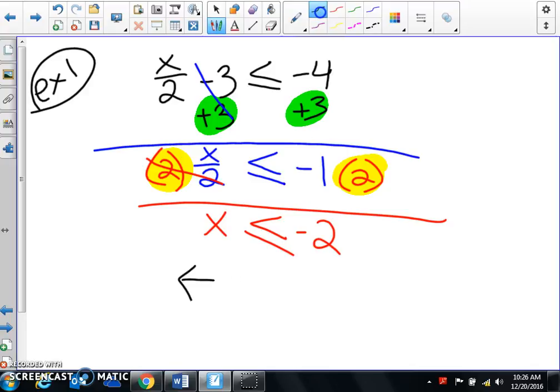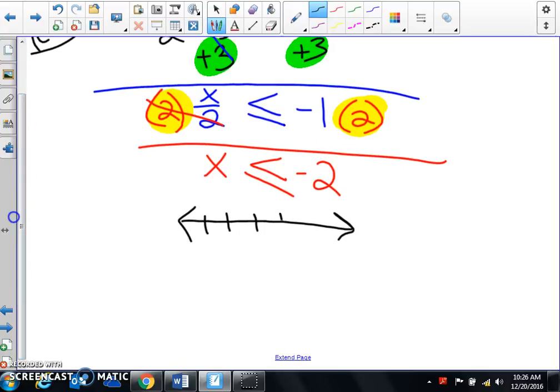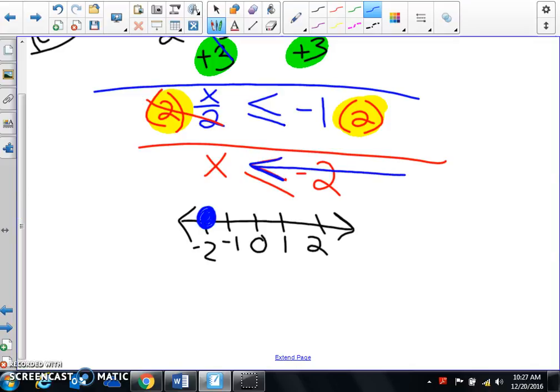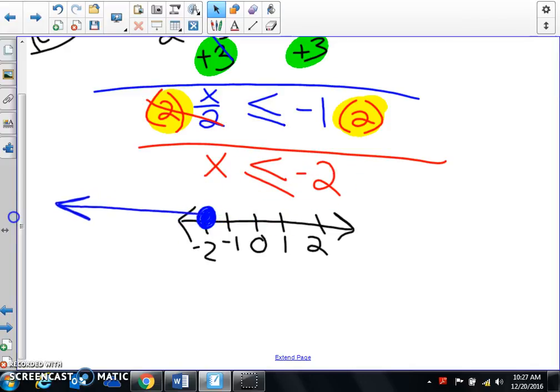When it comes to graphing, if it's a quiz or a test, I will give you a number line. So I look at it, I go to negative 2 because that's part of my solution. It's got the equal sign under there, therefore it's a closed circle. And since my variable is on the left, I can literally just look at this inequality as if it was an arrow. Do you see this as an arrow? So that's my solution. I go to the left.